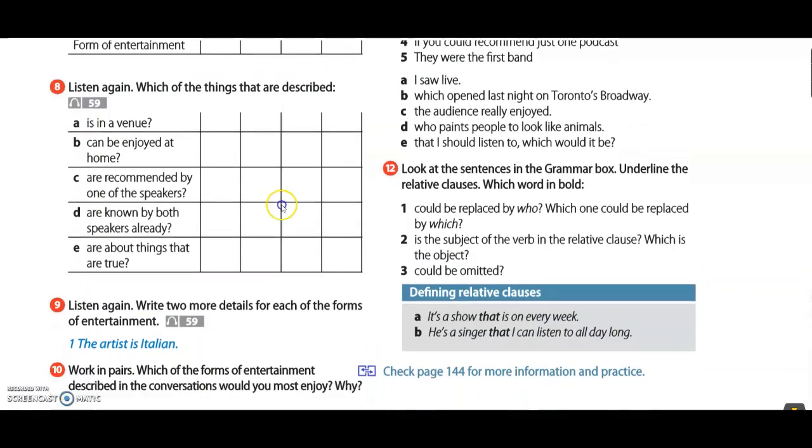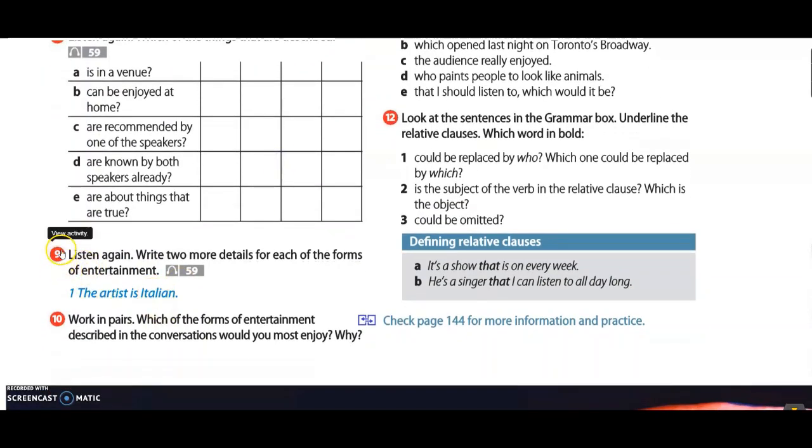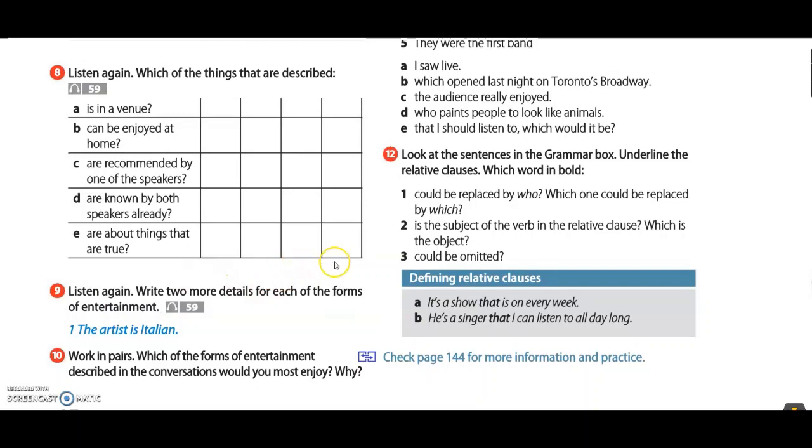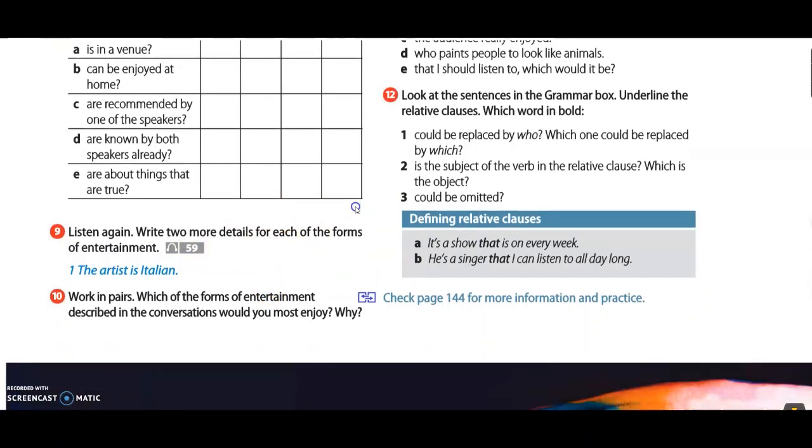So now, guys, we are moving to exercise number 9. It mentions us, listen again and write 2 more details of each of the forms of entertainment. For example, there is one example here. The artist is Italian, so we can put the artist is Italian, and you would have to put the numbers in the one that matches, okay, in the correct spot.